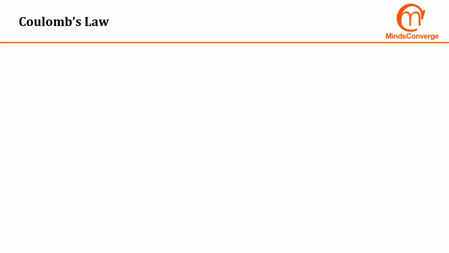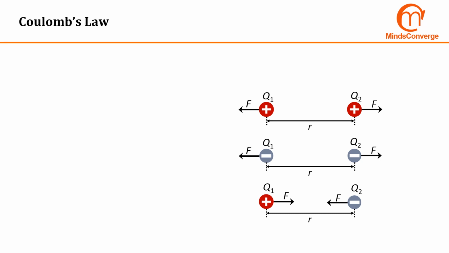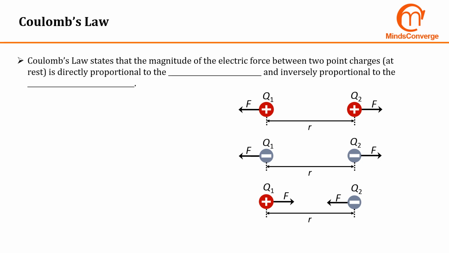Imagine two-point charges, Q1 and Q2. The charges can be two positive charges, two negative charges, or two opposite charges, separated by a distance r. The force each charge exerts on the other is F. Physicist Coulomb found experimentally that the magnitude of the electric force between two-point charges is directly proportional to the product of the charges, and inversely proportional to the square of their separation.